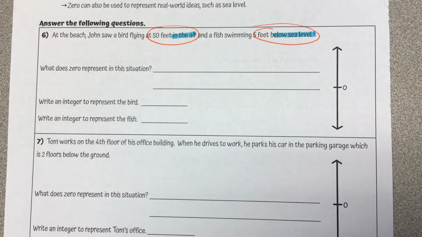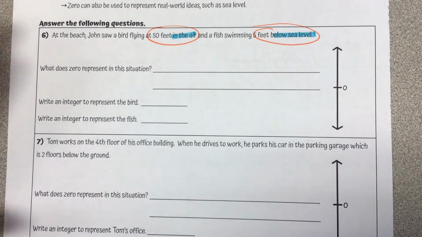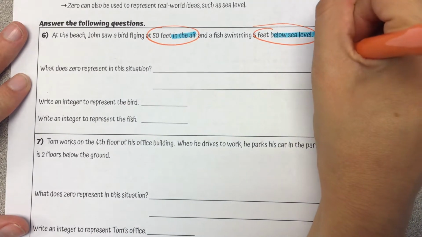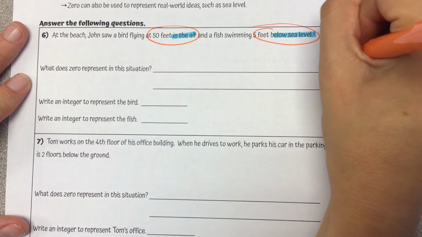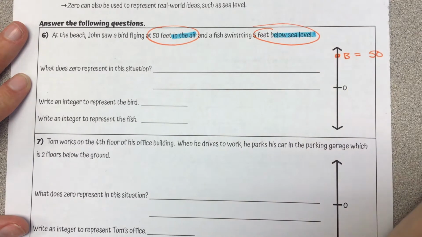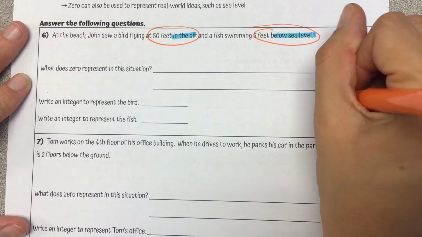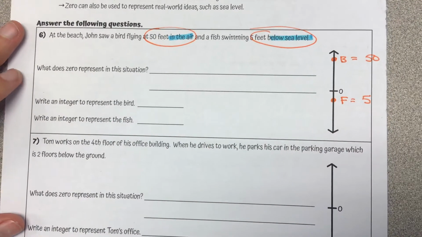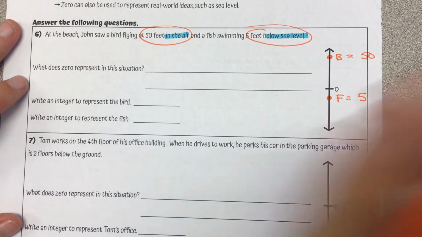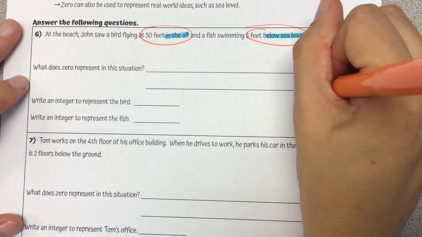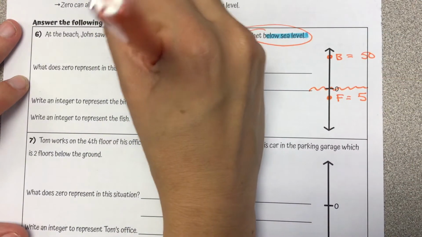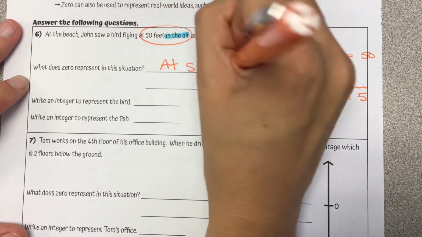In this situation, what does 0 represent? So we are talking about a bird in the air at 50 feet. So I'm going to say up here is our bird, which is at 50 feet. And then below sea level, maybe around here, is our fish, which is at 5 feet. So the 0 right here, if I draw a little picture, is representing the water level. So 0 would represent sea level.